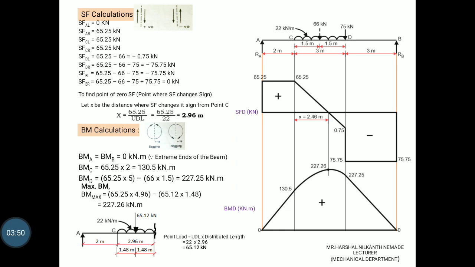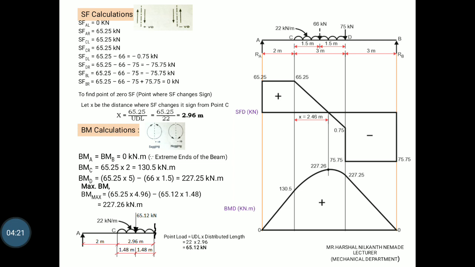At D right it is 65.25 kilonewton minus 66 minus 75 is equal to minus 75.75 kilonewton. At B left it will be the same, minus 75.75 kilonewton, and at B right it will be 0 kilonewton. So I have calculated and marked everything on the diagram. So you may see the SFD diagram as I have shown.